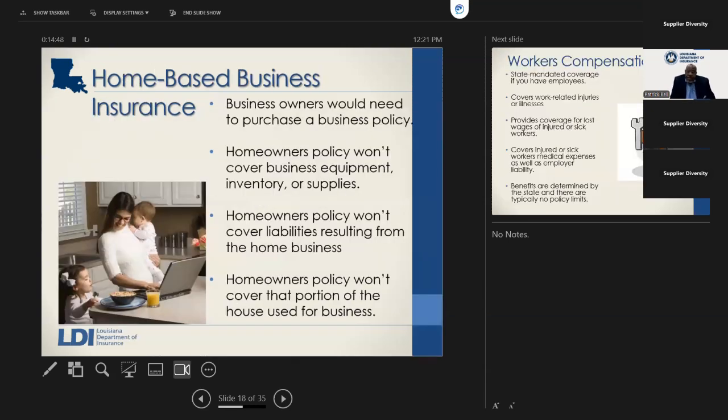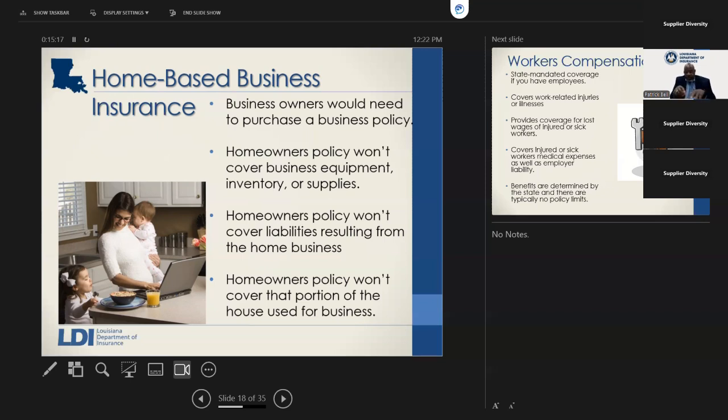And if you're in an area that is prone to floods, you definitely need to look at getting flood insurance. Okay, home-based business insurance. If you're operating out of your home, pay close attention. You may need to buy a business policy or a business endorsement to your homeowner's policy, because your homeowner's policy may not cover business equipment, inventory, or supplies that you have at your home. Your homeowner's policy may not cover liabilities resulting from the home business. And your homeowner's policy may not cover that portion of the home that's used for business.